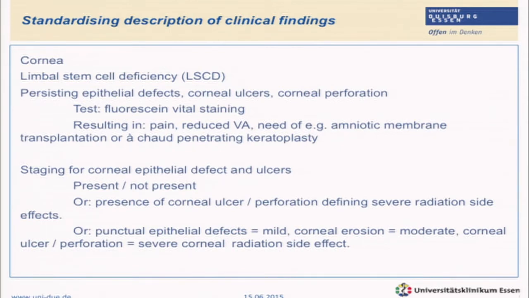Specific complications of the cornea will also include epithelial defects, that would be corneal ulcers and even corneal perforations. We have the fluorescein staining as, again, one part of the tests. So you see that one simple test by fluorescein staining can cover different parts of the staging for the ocular surface. So you can also stage them as just present or not present, or we can decide on describing them more detailed.